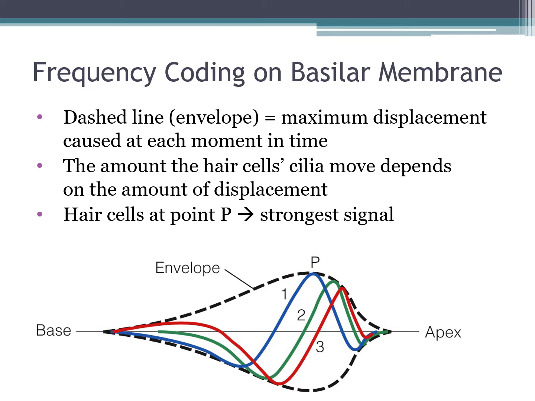So the hair cells at point P are going to be sending the strongest signal, which again gives us this tonotopic map, that there's a certain place on the basilar membrane. In this case, when we see the peak at 1, that's going to give us particular frequency information, a particular pitch.